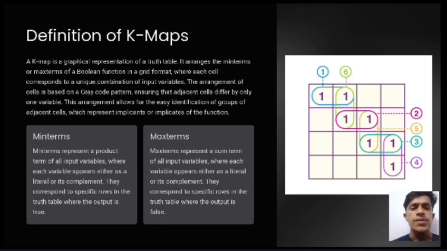Minterms. Minterms represent a product term of all input variables where each variable appears either as a literal or its complement. They correspond to specific rows in the truth table where the output is true. Maxterms. Maxterms represent a sum term of all input variables, where each variable appears either as a literal or its complement. They correspond to a specific row in the truth table where the output is false.